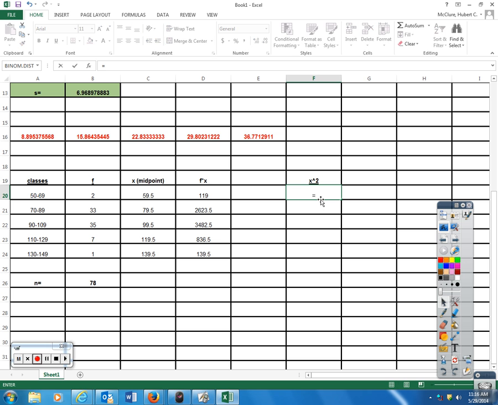So that's equal to X quantity squared, and that's those numbers, those big numbers that we were talking about. And then I'm going to need a summation of that. Oh, we've got to do X squared times F. So let's do F times X squared, and that's going to be equal to F times X squared, and that's going to be your big numbers.